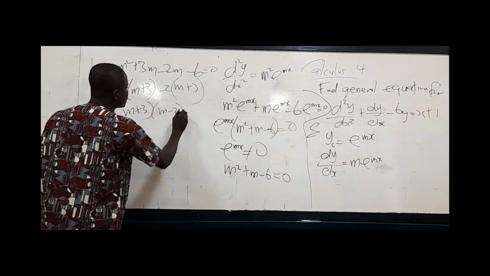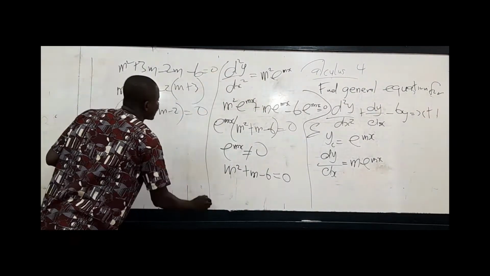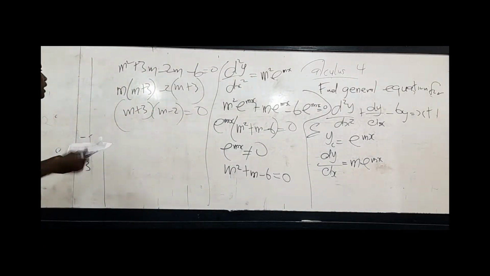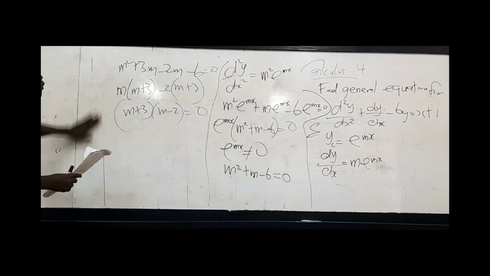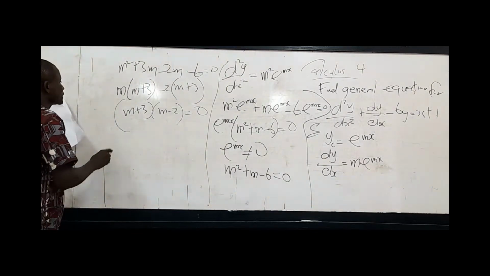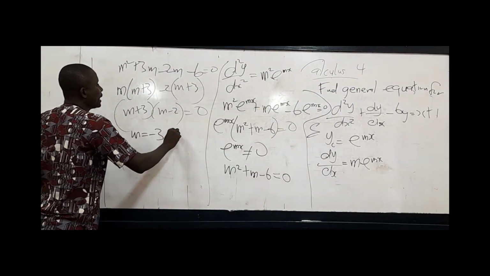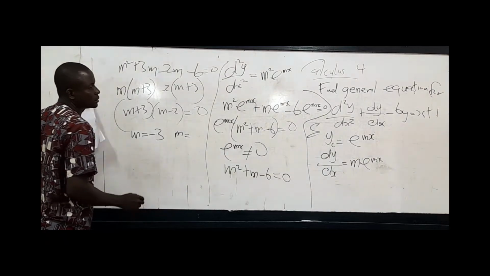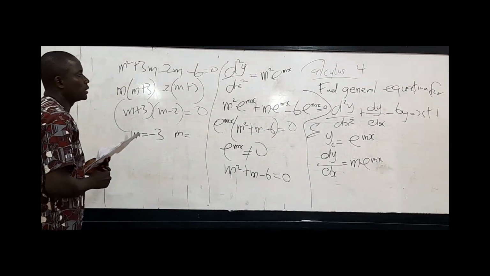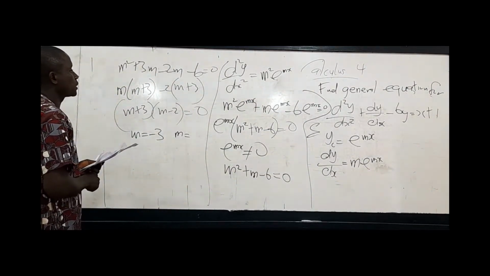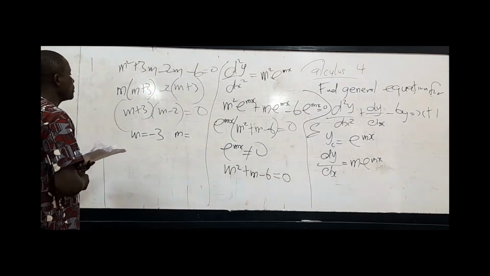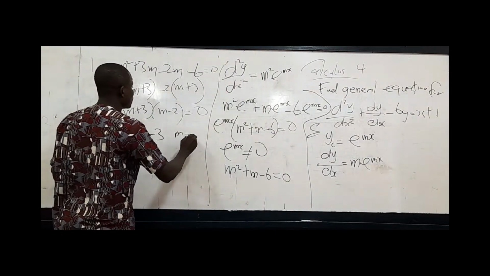If you want to get this basis, you can go to the algebraic expressions that I taught you. Now we are talking about calculus tutorial 1.4. In this case, we say that m is equal to negative 3, and m is equal to positive 2.